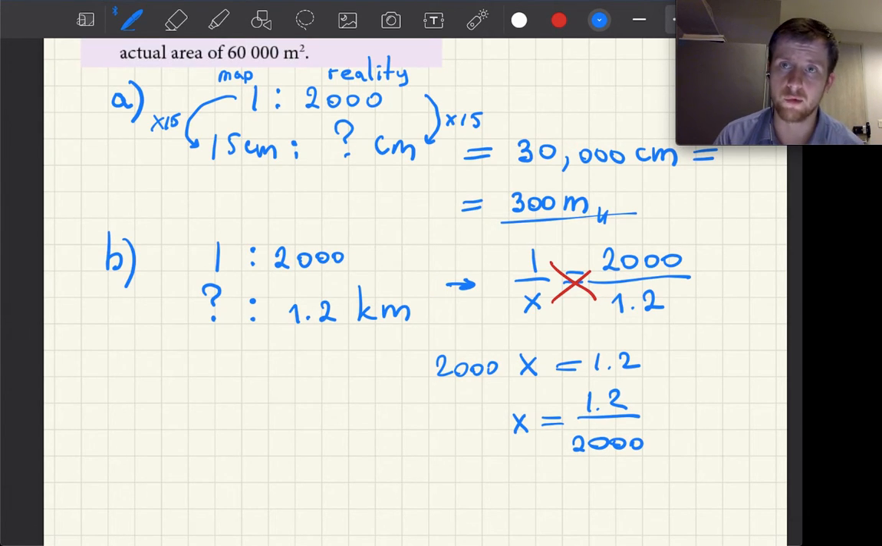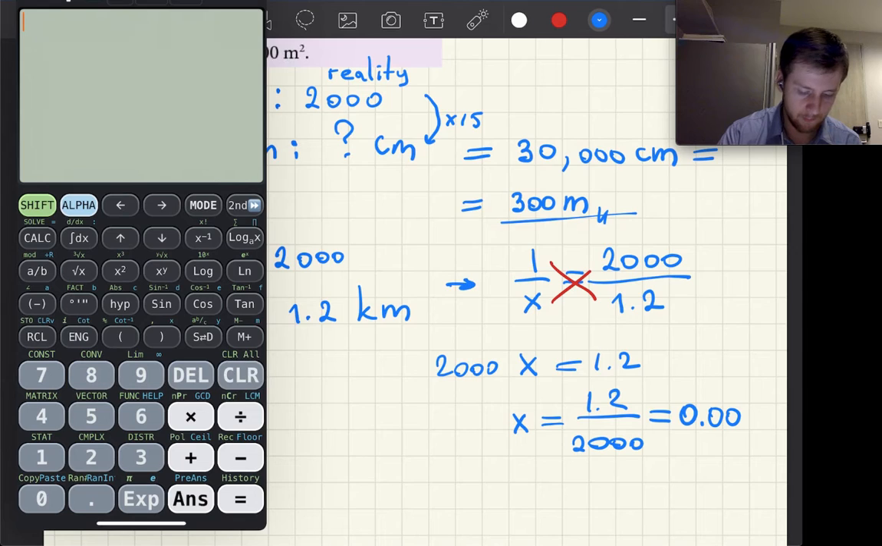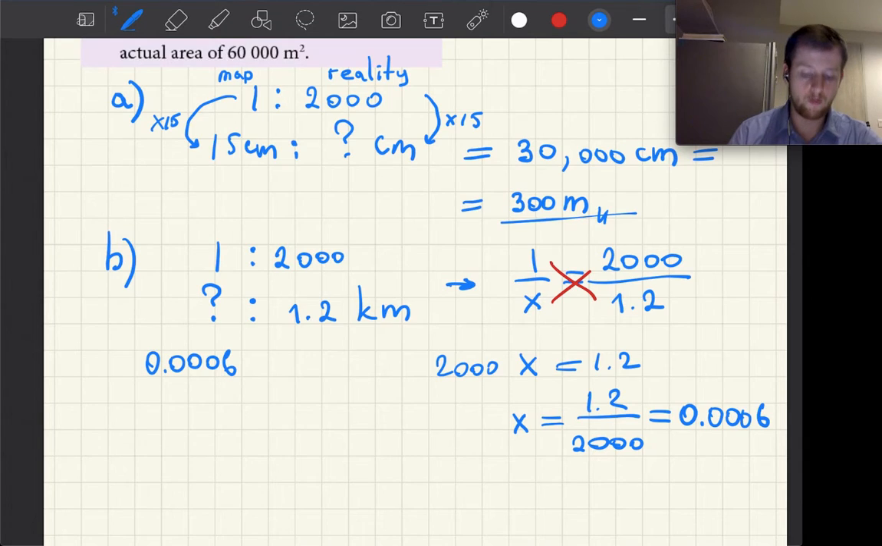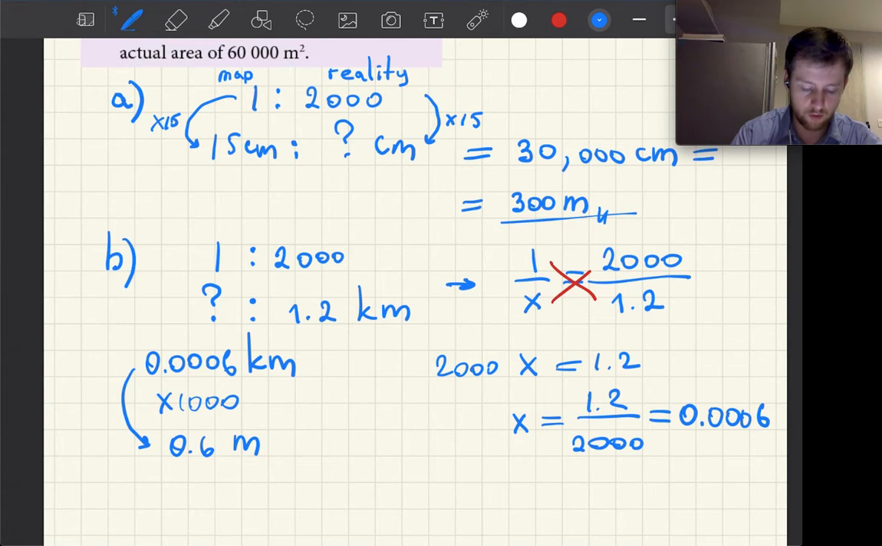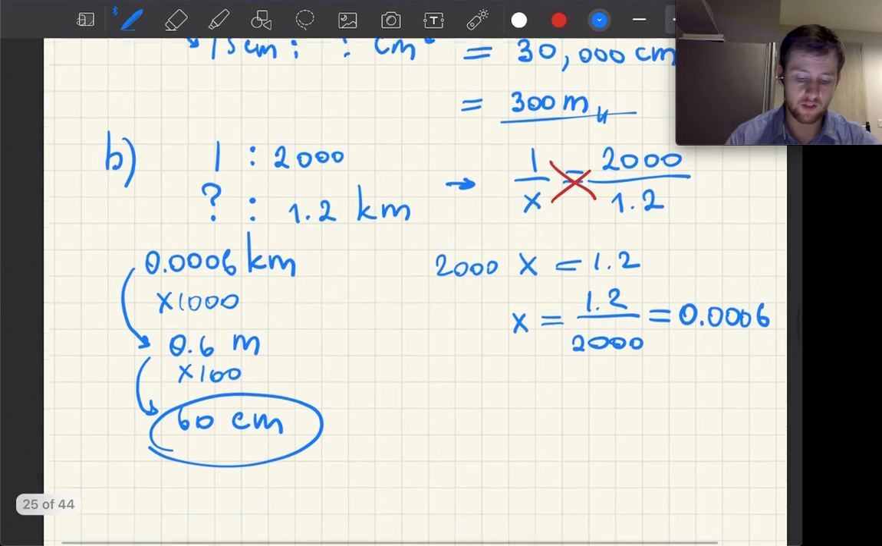This would be a really small number. Let's just do this quickly. 1.2 divided by 2000 is 0.0006. So this doesn't really look pretty. Why don't we convert this? If we multiply it by 1000, this would become 0.6 meters, right? And then 0.6 meters, if we multiply it by 100, becomes 60 centimeters, which is a pretty good answer. Okay, that's it for B.